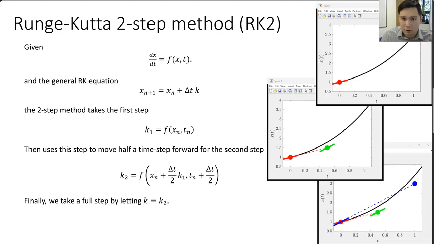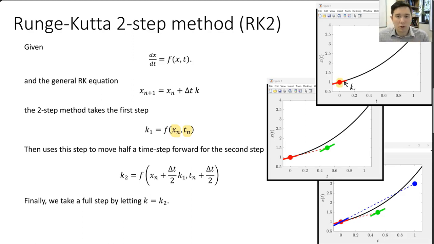The first of our two steps that we're going to take is we're going to evaluate the slope at our current state, so at our current state, xn and tn, that's going to correspond to this red dot here. We're going to calculate the slope using that function f to make our approximation for our k1 value. And so this line segment here in red corresponds to our slope k1. Now for the explicit scheme, we would normally just take this slope approximation and take a full time step going from 0 to 1.